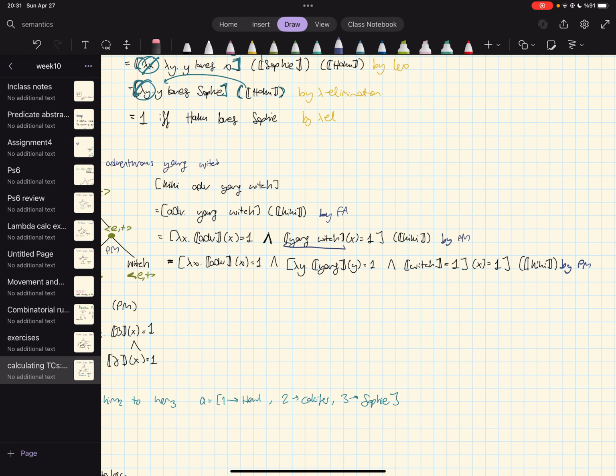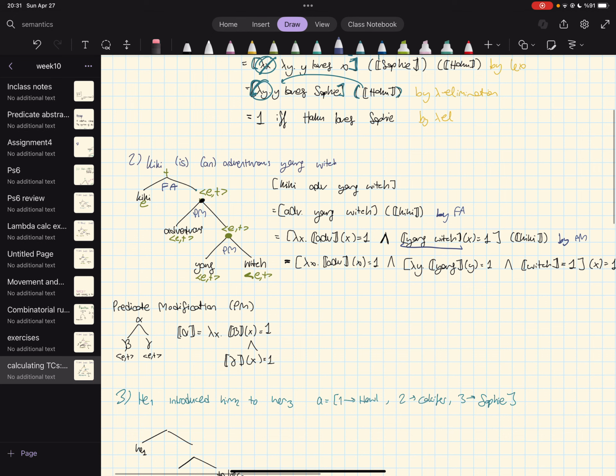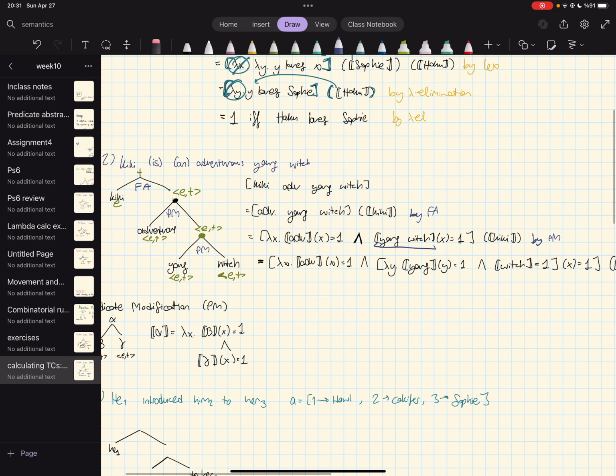So now that I've applied all of the combinatorial rules that I needed to apply, what I should be doing now is to eliminate all of the lambdas to get the truth condition.